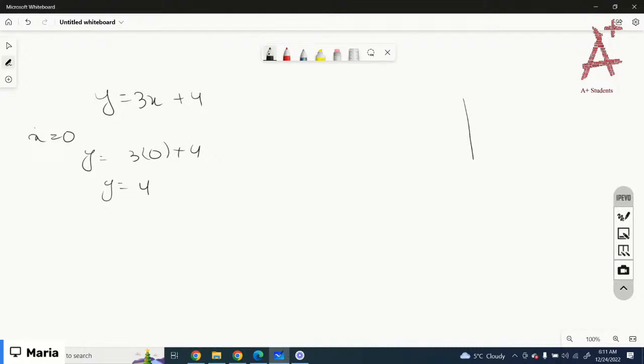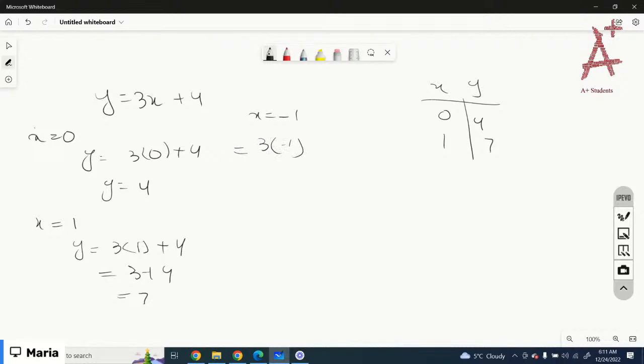Got it? Let's make a table of x and y, and then we will use the table to graph the equation. Okay, when x equals 1, it would be y equals 3 times 1 plus 4. 3 times 1 is 3, and 3 plus 4 is 7. So when x equals 1, y is 7. You can put another value, x equals negative 1. So it would be 3 times negative 1 plus 4. It is negative 3 plus 4, which is 1. So when x equals negative 1, y is 1.